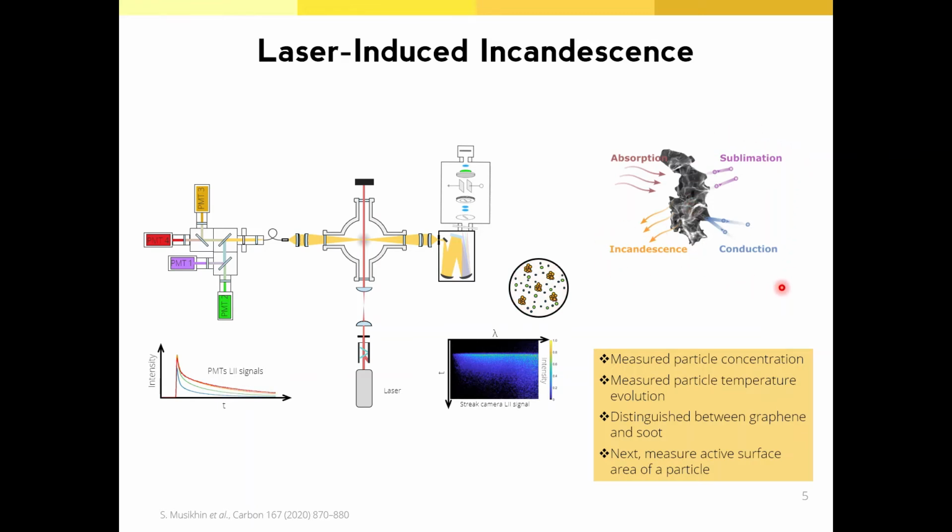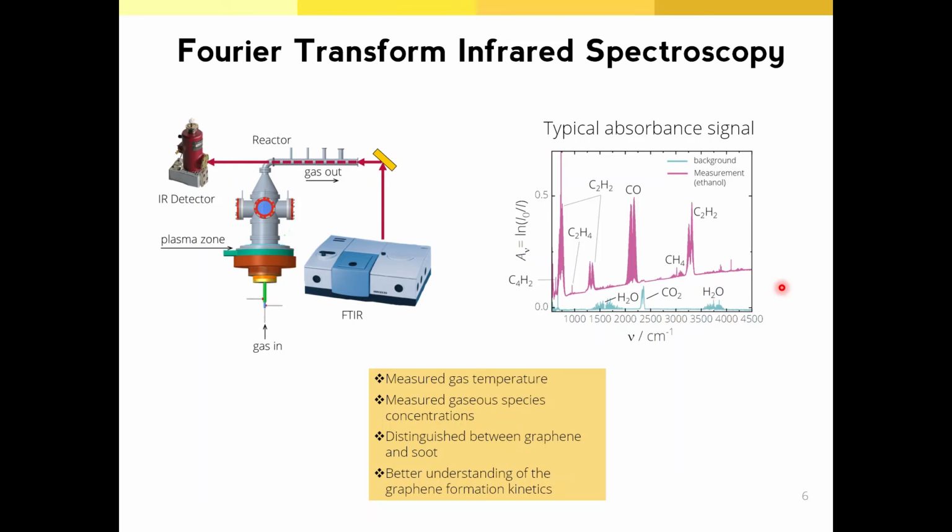That emission that we detect during the cooling process contains a lot of useful information. We measured in situ particle concentrations, so now we can see online if we produce more particles or fewer particles. And at the same time, we can distinguish between graphene and soot because they interact with light differently and produce different signals.